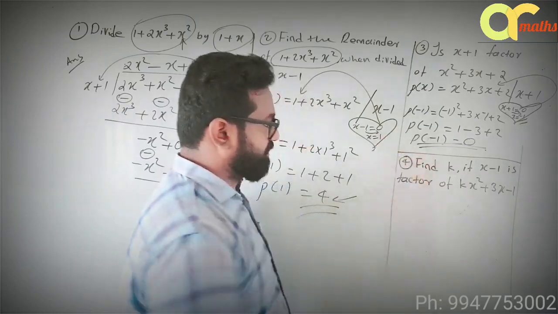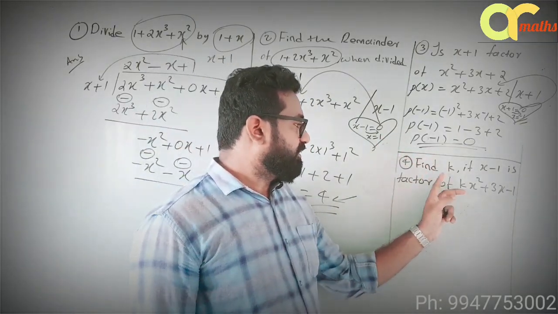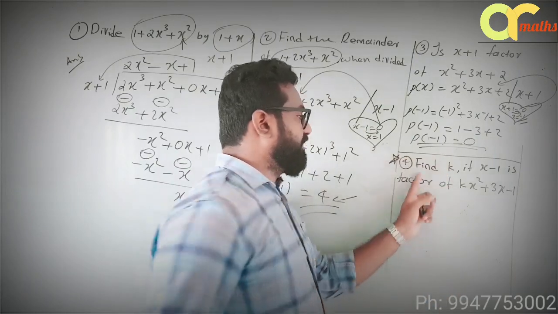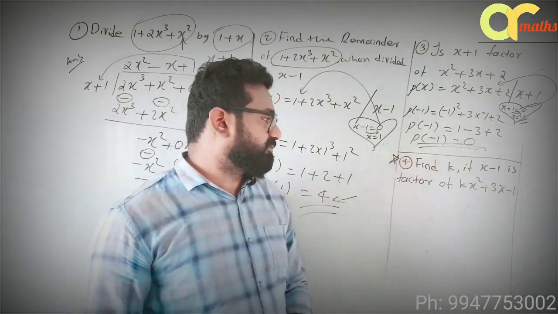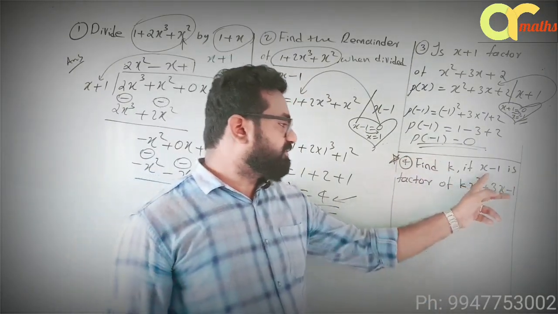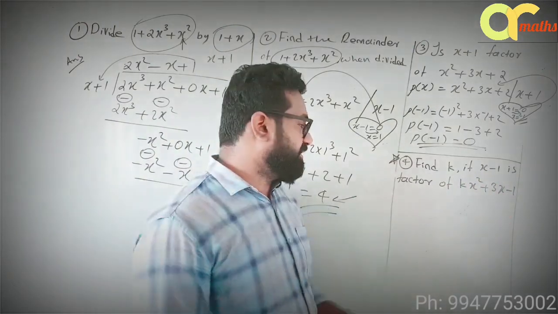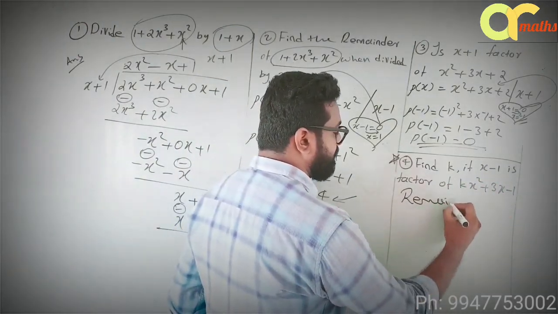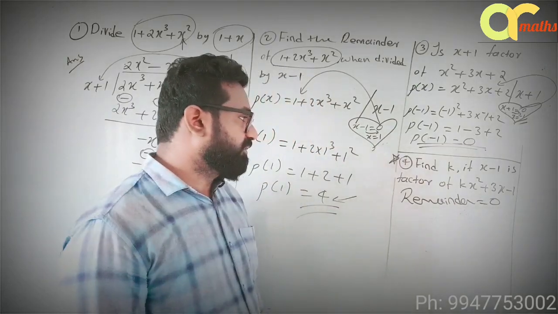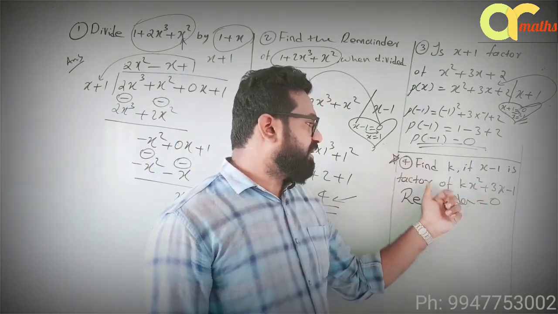Next, find k. This is a very important question. Find k if x minus 1 is a factor of kx square plus 3x minus 1. So here x minus 1 is a factor of this polynomial, that means its remainder is 0. Given x minus 1 is a factor, we have to find k.